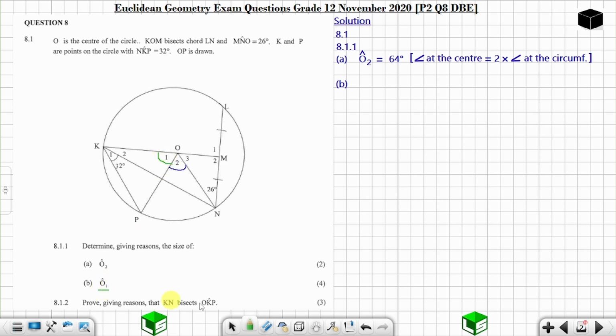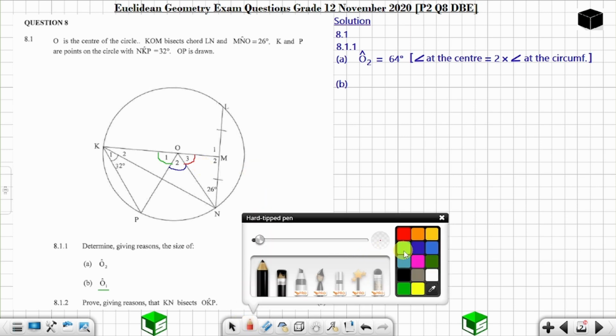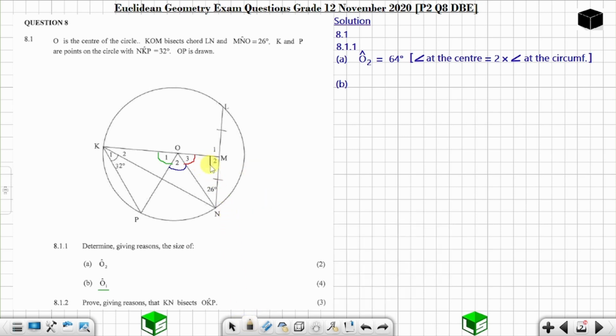To find the angle O3, we can use this triangle. You know, the sum of the interior angles in a triangle is equal to 180 degrees. So we need this angle, the angle M2, so that we can find the angle O3, and then we are going to find the angle O1.